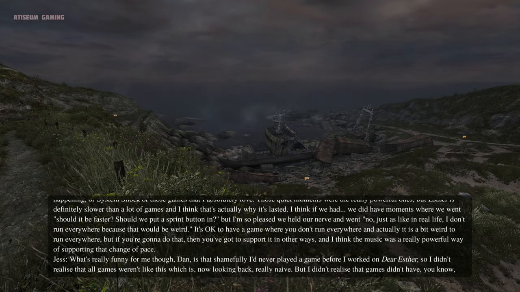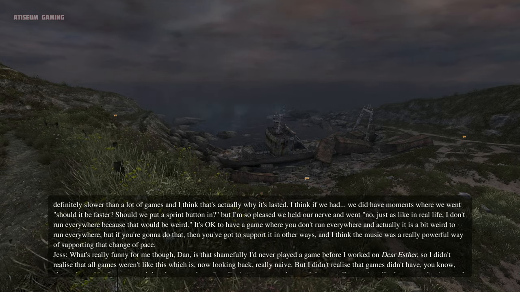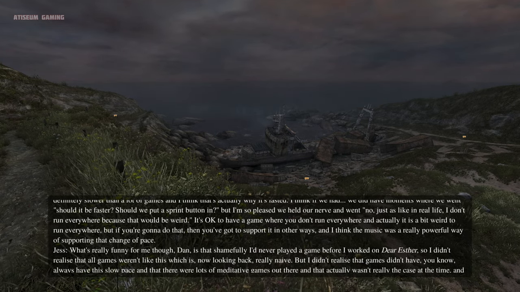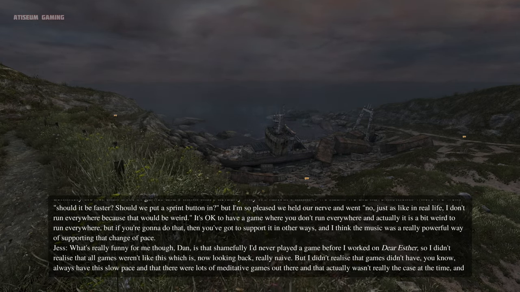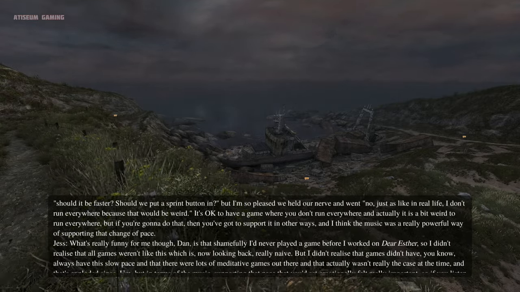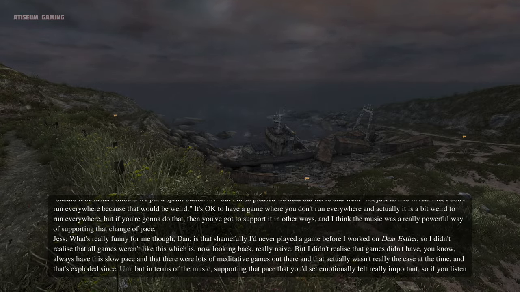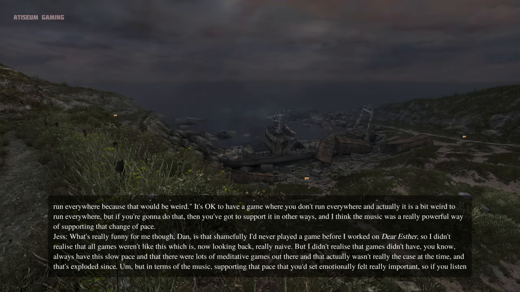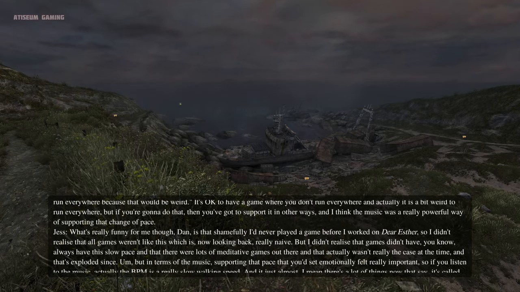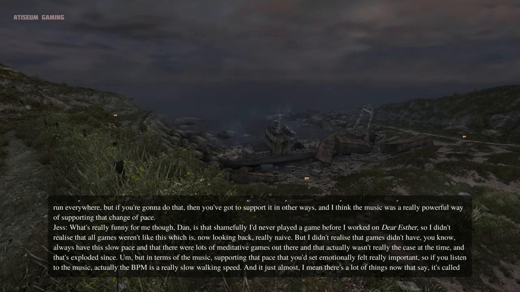What's really funny for me, though, Dan, is that, shamefully, I'd never played a game before I worked on Dear Esther. So I didn't realise that all games weren't like this, which is, looking back, really naive. I didn't realise games didn't always have this slow pace, and I thought there were lots of meditative games out there. That actually wasn't really the case at the time, and that's exploded since. But in terms of the music, supporting that pace that you'd set emotionally felt really important.